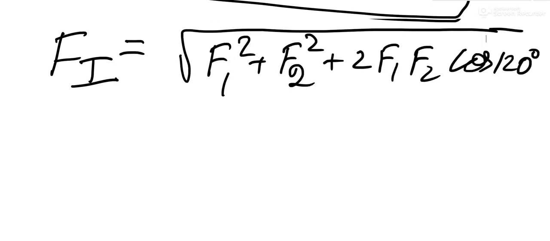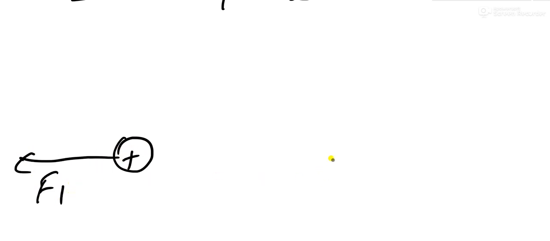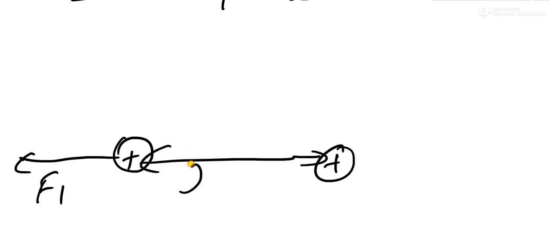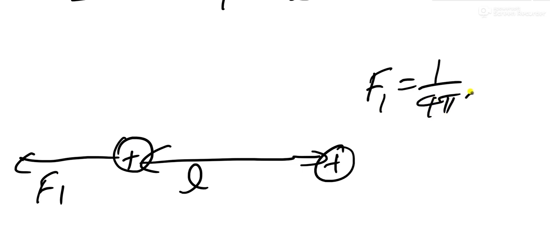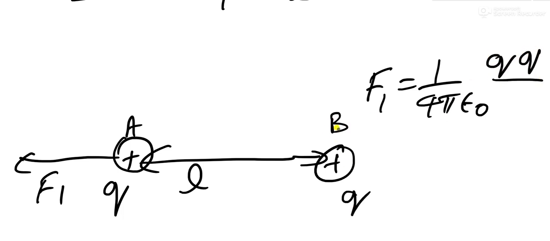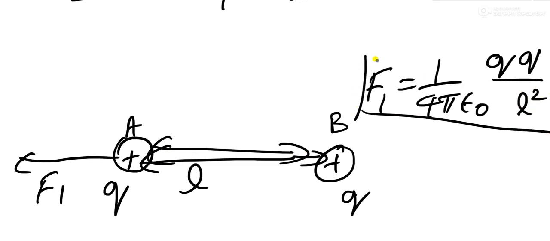Before going to the solution, you need to know what F1 and F2 are. It is a point of plus, F1 will be this side. Okay, it's created due to this positive charge at a distance L. So if you want F1, Coulomb's law: 1 divided by 4 pi epsilon naught, Q1 Q2, with Q present at A and another charge Q present at B, divided by the distance between these two charges, which is going to be L. So it's going to be L square. F1 will be like this.